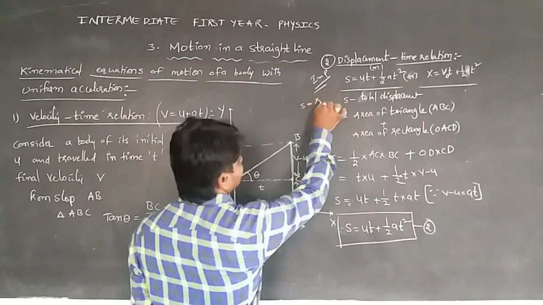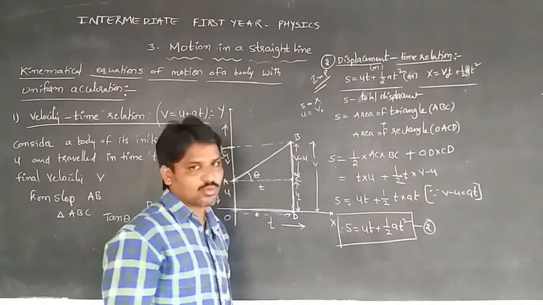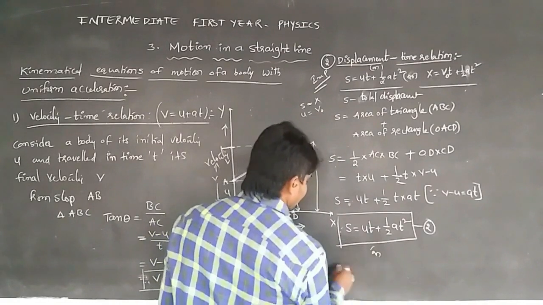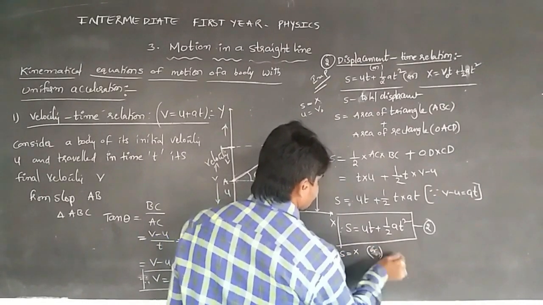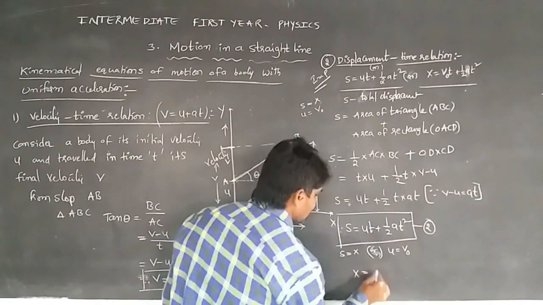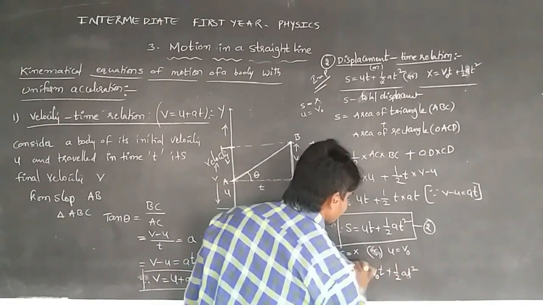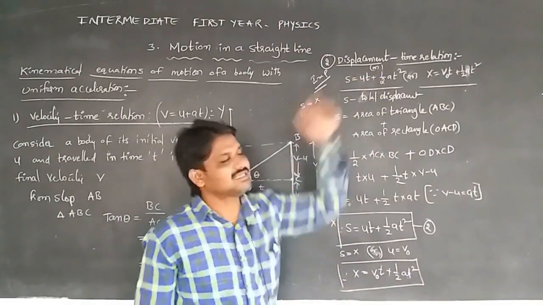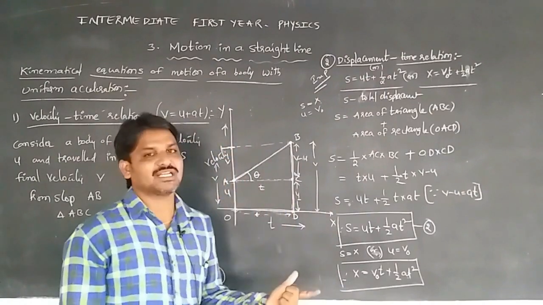Also the initial velocity u is the velocity at time 0, that is v naught. By substituting these values, when s is equal to x and u is equal to v naught, we can write x is equal to v naught t plus half a t square. This is also an equation for displacement time relation. This is about the first and second kinematical equations of motion.